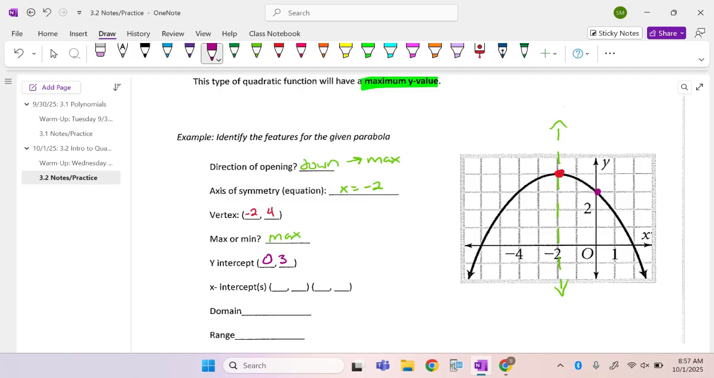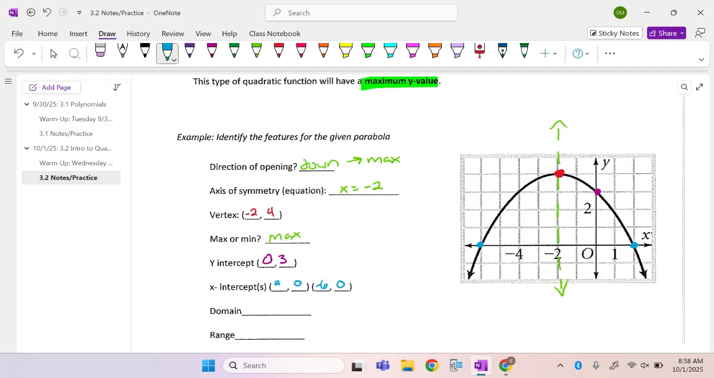Name me one x-intercept, Reynolds. So 2, 0 is one of them. What's the other one? Reagan. No, it's -6. So -6, 0. You're right the first time.